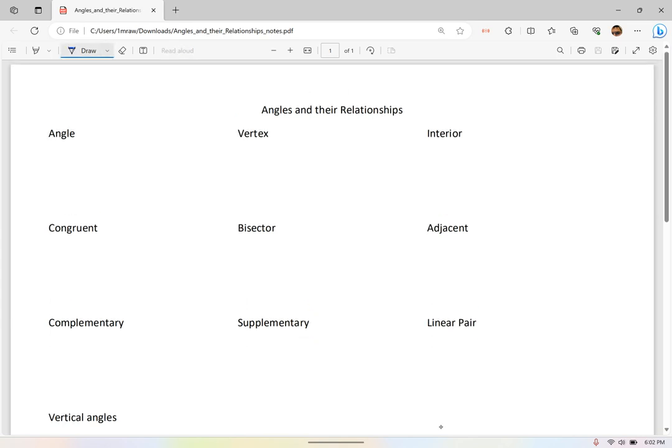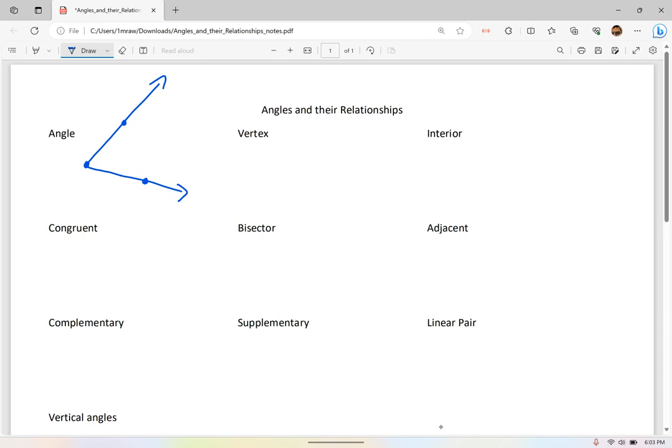Okay, so here in this case is a ray, right? Notice this ray has an endpoint. Okay, and then we have another ray right here. Okay, where these two rays intersect, that's called the vertex, which is going to lead us to our next one.